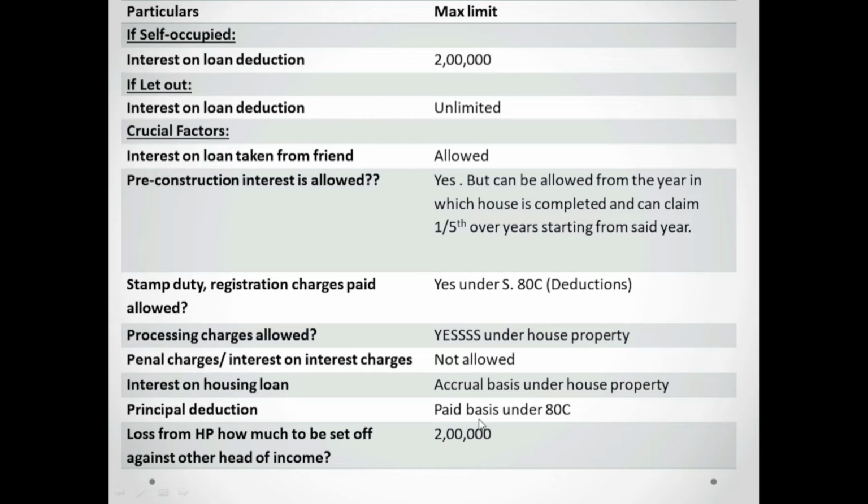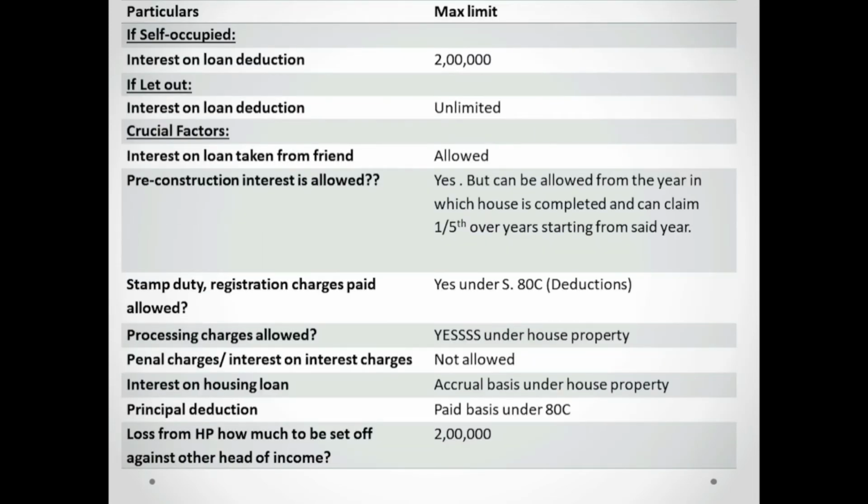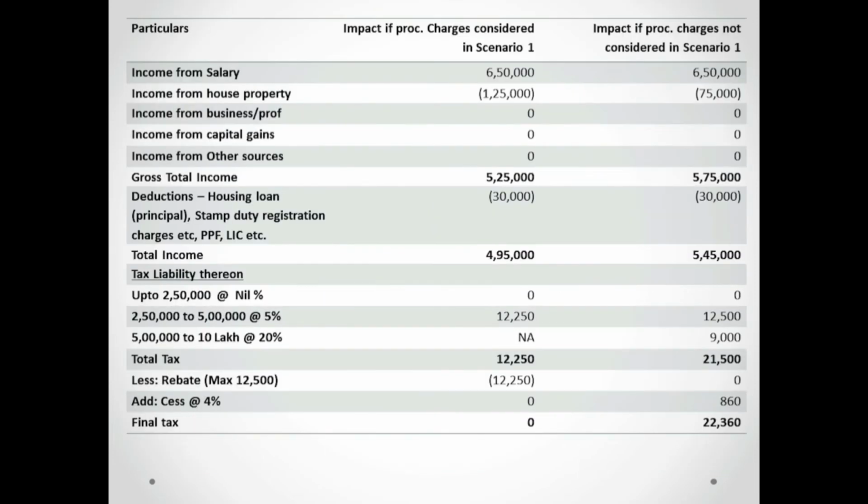Next, loss from house property. If you are incurring some loss from house property, can it be set off against other heads of income like salary or business or profession, etc.? Yes, you can set it off, but only to the extent of rupees 2 lakh. Let's say interest on home loan is 3 lakh rupees. So only 2 lakh you can set off against salary income if you have sufficient salary income, and the rest 1 lakh rupees will be carried forward to the next year.